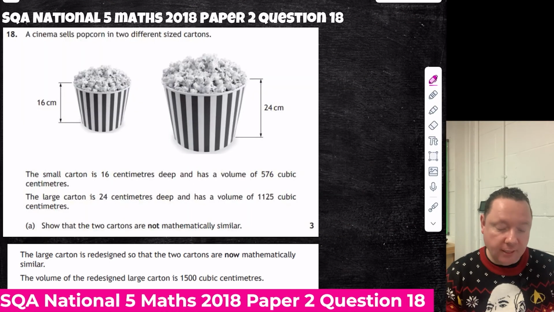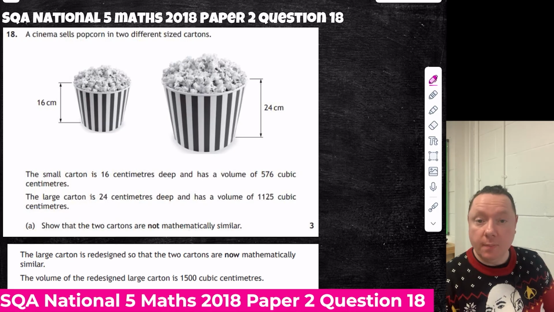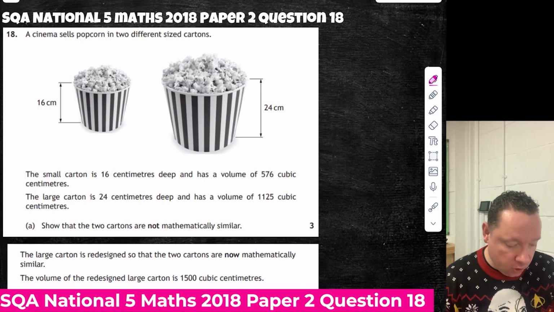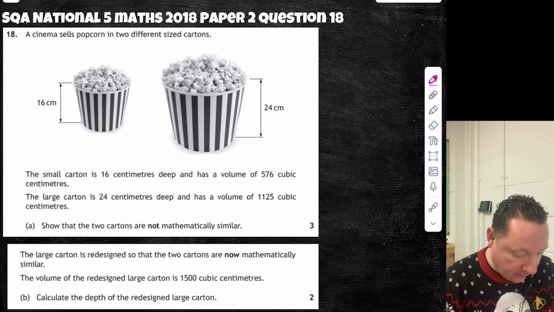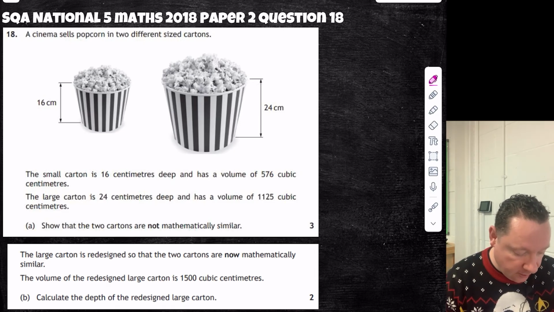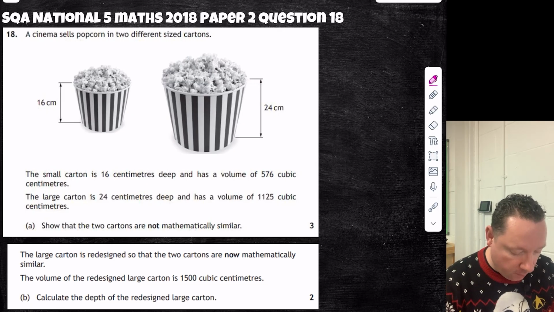Okay, National 5 Maths 2018, Paper 2, Question 18 on similarity. A cinema sells popcorn in 2 different sized cartons. There they are shown. The small carton is 16 centimetres deep and has a volume of 576. The large is 24 centimetres deep and has a volume of 1125. Part A, show the cartons are not similar mathematically.